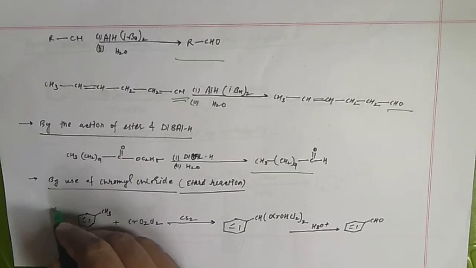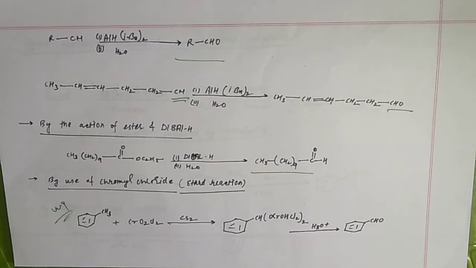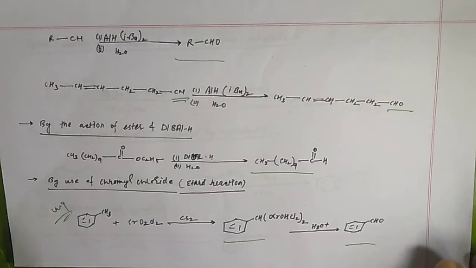This is an important reaction, also known as the Etard reaction, where you take toluene and heat it with chromyl chloride in CS2 solution. It gives the intermediate, which on hydrolysis gives the benzaldehyde. So with these methods, ester or alkyl nitrile can be reduced easily by diisobutyl aluminum hydride, and with the help of chromyl chloride we can also oxidize the toluene to the benzaldehyde.